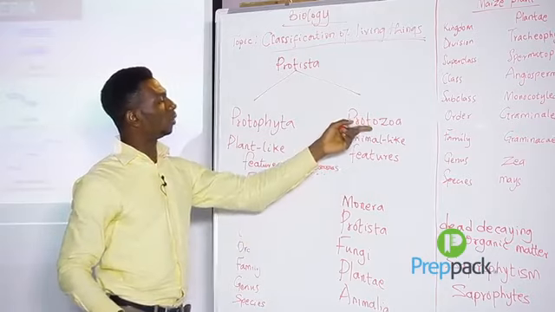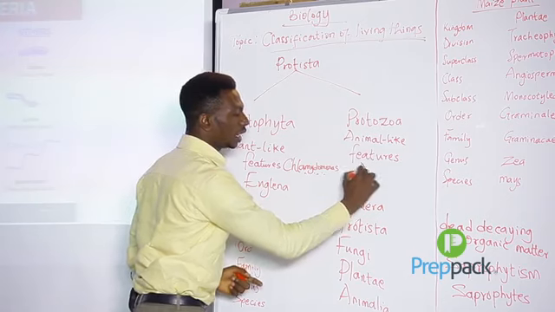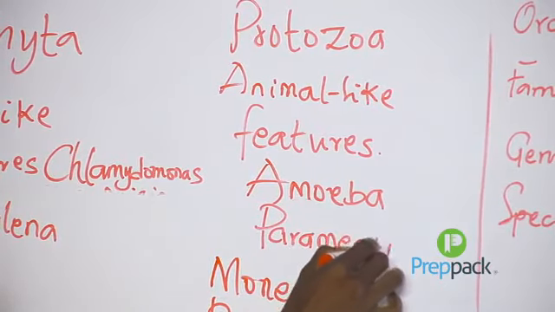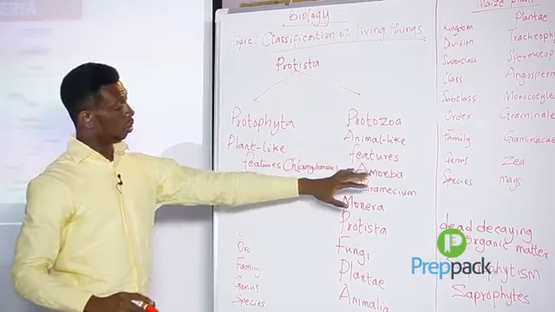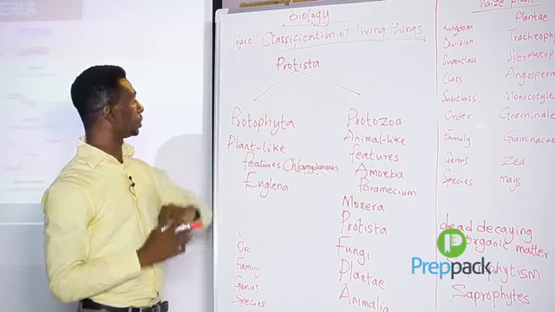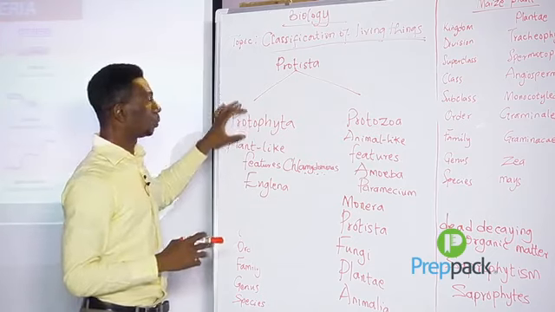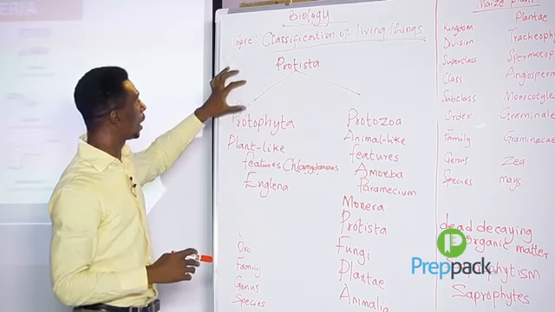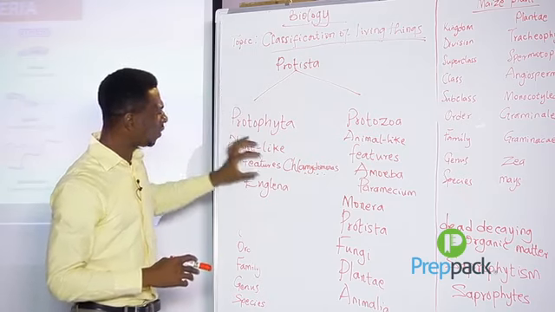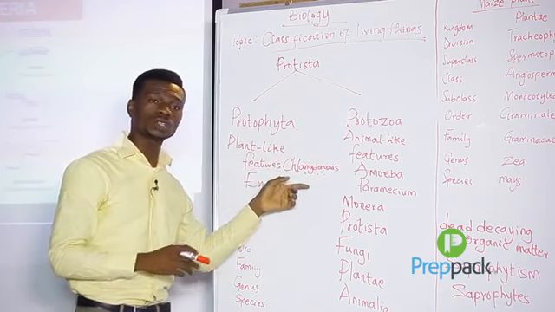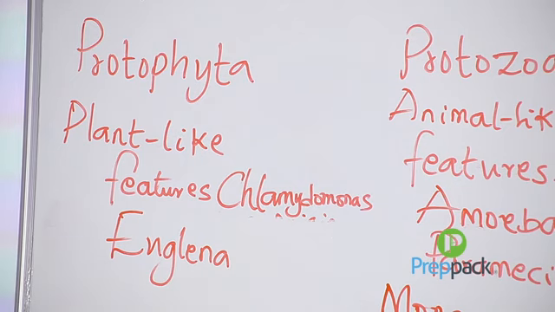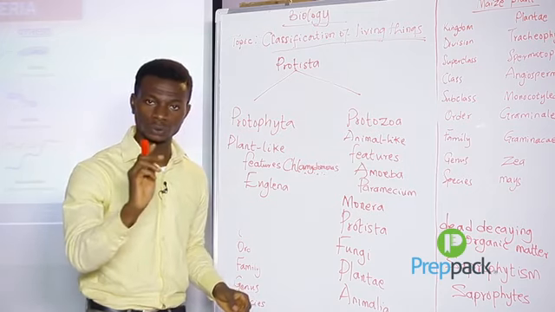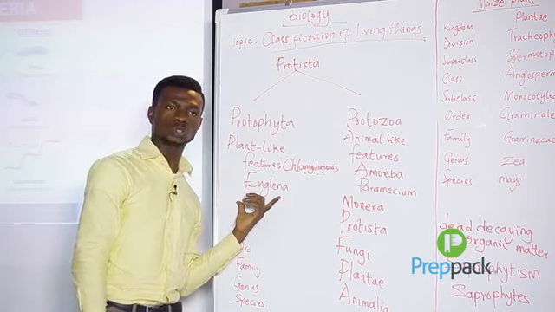Now, for phylum Protozoa, you have what? The amoeba and paramecium. With what we have said about kingdom Protista, they have two phyla, phylum Protophyta and phylum Protozoa. The phylum Protophyta are the organisms in the kingdom Protista that have plant-like features. And what are the plant-like features? Possession of chloroplast. If they possess chloroplast, it simply suggests that they are able to manufacture their own food. Hence, they are autotrophic.